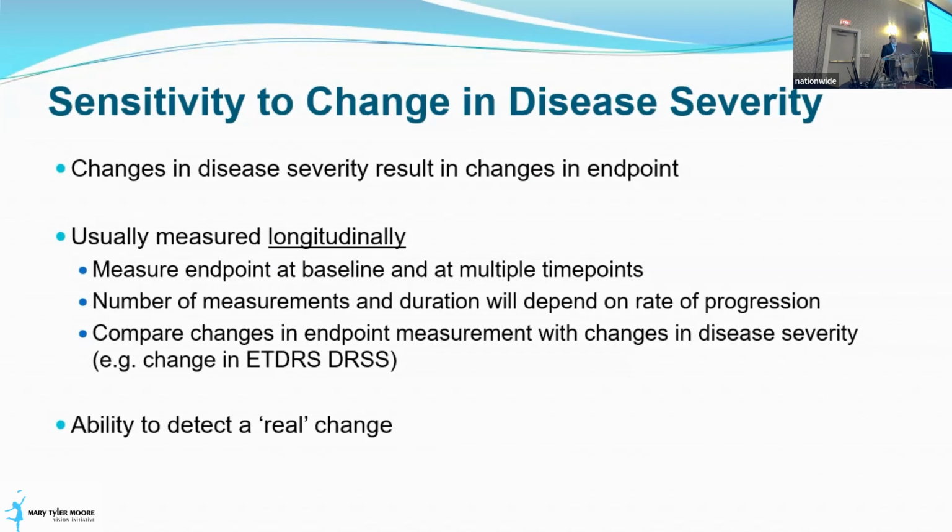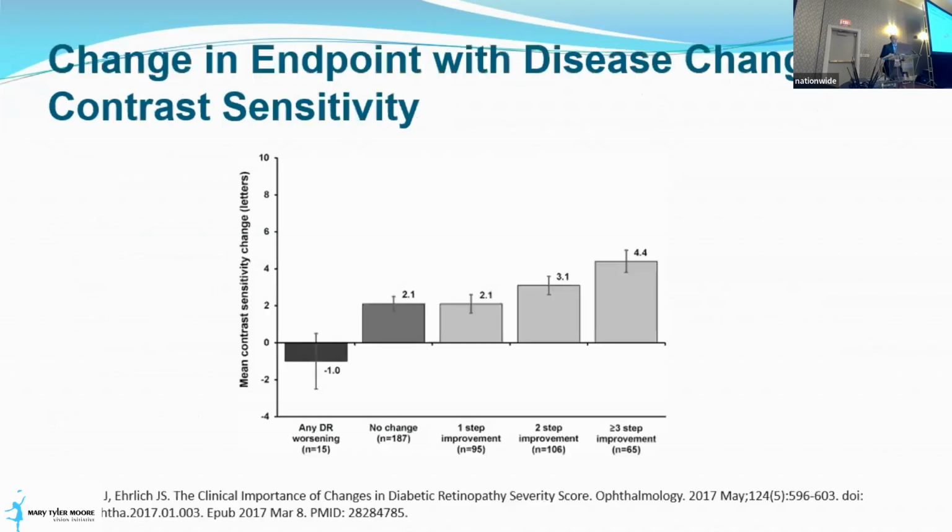Not unexpectedly, we want to compare the changes in the endpoint with the changes in disease severity. This does factor back into understanding how to detect a real change, and what really does constitute a real change. Going back to the contrast sensitivity example, there is limited data. This is actually from RISE and RIDE in a population of DME patients. We look at change in DRSS on the x-axis, with mean change in contrast sensitivity on the y-axis. So there's not a lot of data there.